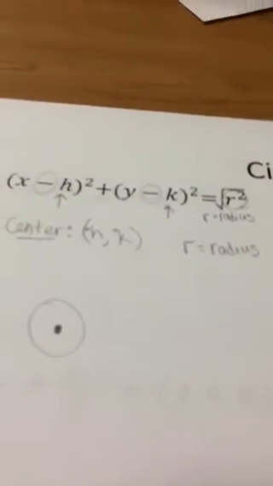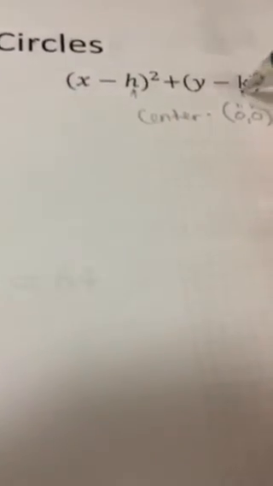All right, so how will this change then if we are centered at 0, 0? Well, if we know that we are centered at the origin, okay, then our h is 0 and our k is 0. And so if I plug those in, it's just going to simplify my equation a little bit.